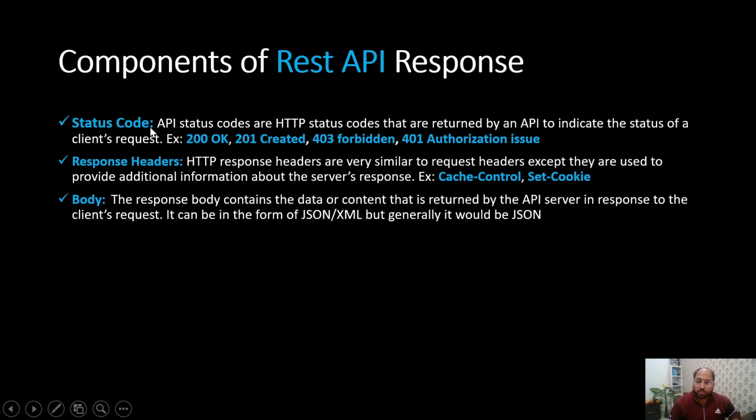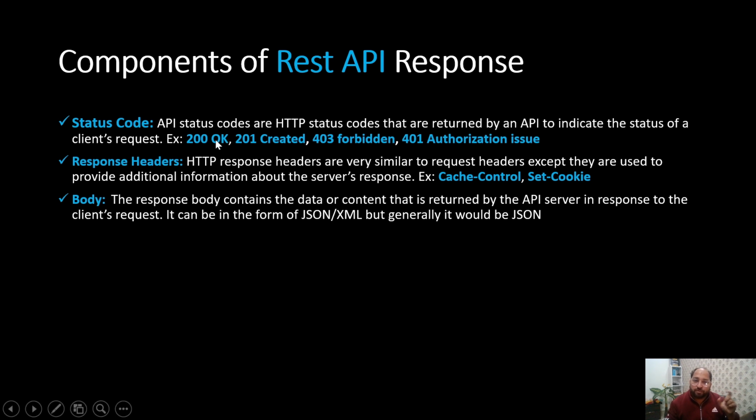First thing is the status code. The first and foremost important thing in any response is the status code, right? This becomes an entry point for the request that we have made to the server. Whenever we hit the request, we will get the response that will include a status code. API status codes are HTTP status codes. This we will be discussing soon, because this is one of the important questions as well. Status codes are returned by an API to indicate the status of the client request, so it indicates whether the request has been fulfilled by the server or not.